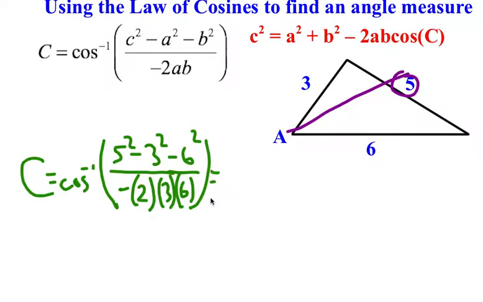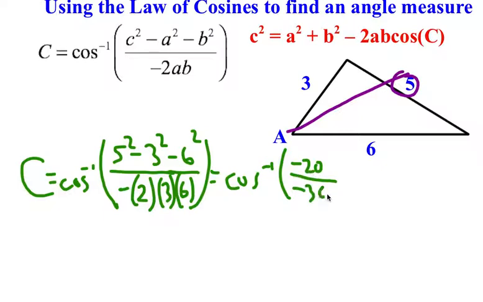And that is something that you could simplify. So if you're not using a graphing calculator, then you'd probably want to do that, because you'd have to figure out the cosine inverse of, well, 25 minus 9 minus 36, which is negative 20. So all I did was square and subtract, right? And then negative 2 times 3 times 6, which is 6 times 6, or negative 36.